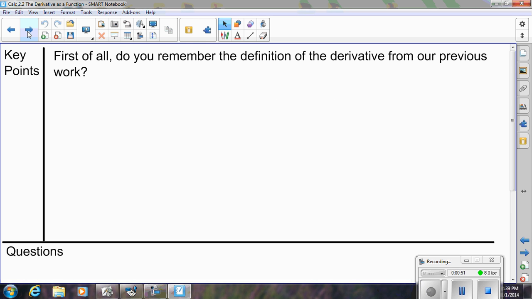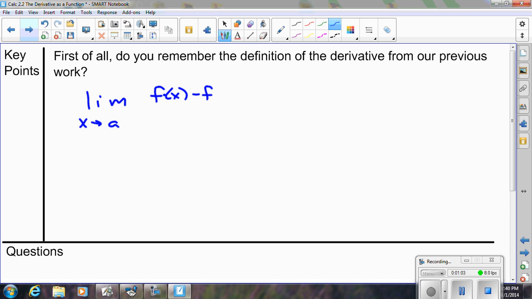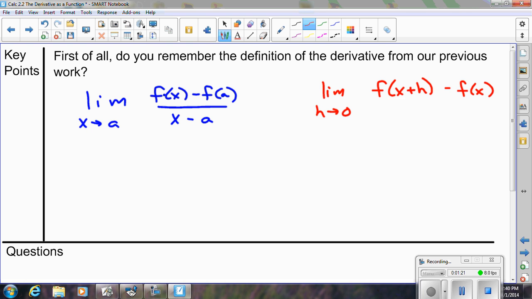So first of all, what's the derivative? You'll remember we actually had two definitions. The derivative we could phrase as the limit as x approaches a of f of x minus f of a over x minus a. This was one of the definitions we used. Although when we were working on problems, it was more common to use the one written in red, the alternate form, f of x plus h minus f of x all over h, as h tends to 0.